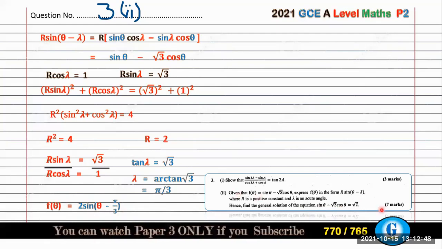We know that sine theta minus root 3 cos theta is equal to what we have here, which is 2 sine theta minus pi on 3. And so we can replace it by that value. So sine theta minus pi on 3, please, this is theta, not 3. Let me just adjust it. All right, theta.